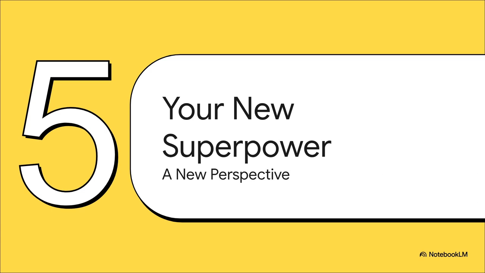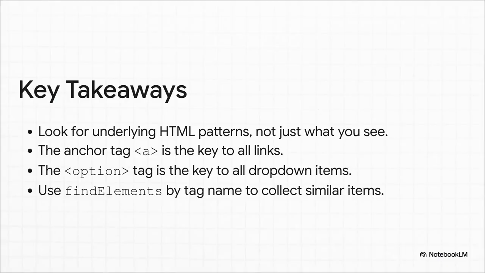So let's step back for a second. What's the big picture here? Because this is about more than just some clever trick for finding links. This is a whole new superpower for how you look at web automation. All right, let's wrap this up with the key takeaways. First and most important, stop looking at what you see on the screen and start looking for those hidden HTML patterns underneath. We learned the anchor tag, A, is the absolute key to all links, and the option tag is the key to all dropdown items. And the method? Use a command like find elements to scoop up all the items that share that same tag.